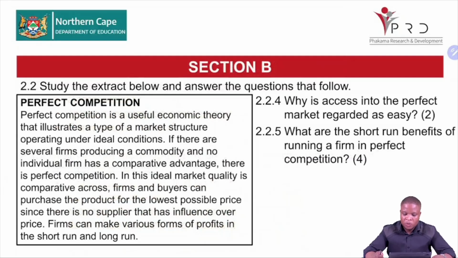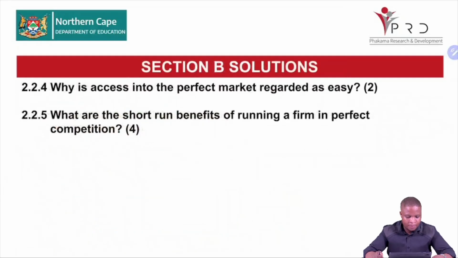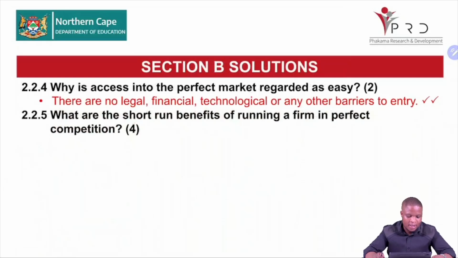Right, grade 12, let's look at our marking guideline. Why is access into the perfect market regarded as easy? There are too many sellers there, so no one is in control. So it's easy to enter and exit the market. There are no legal, financial, technology, or any other barriers to entry. So there are no barriers to entry.